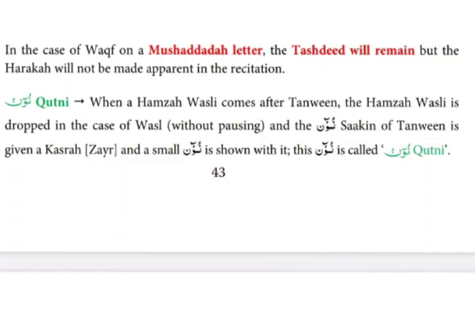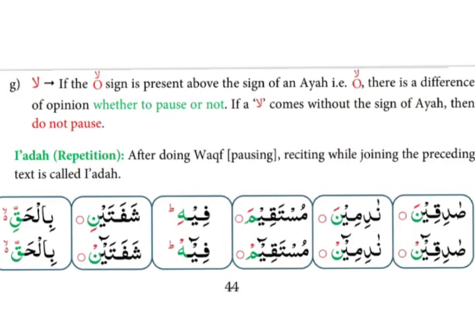Next rule. In the case of waqf on a mushaddad letter, the tashdid will remain, but the harakah will not be made apparent in the recitation. That means if the last letter of the word is mushaddad, if the last letter has tashdid on it, you have to remove the harakat, you have to remove zabar, zair or pesh from it, but you will not remove the tashdid.